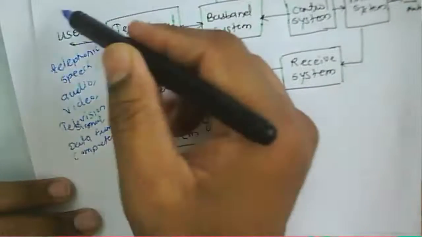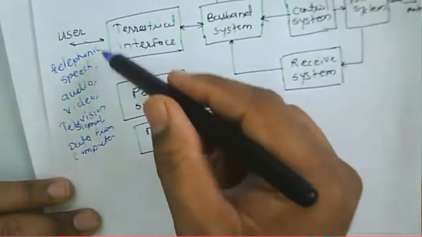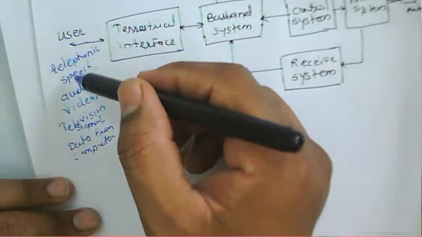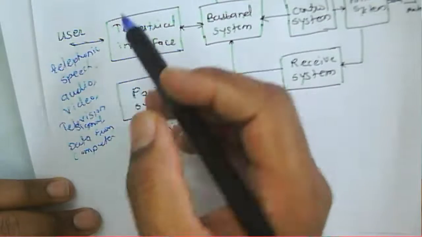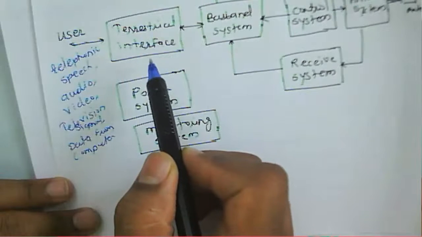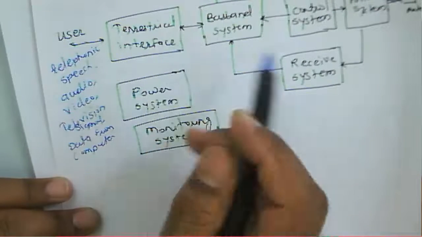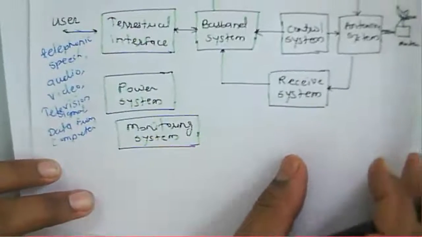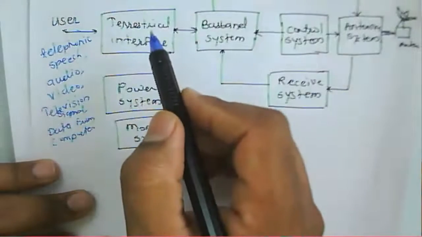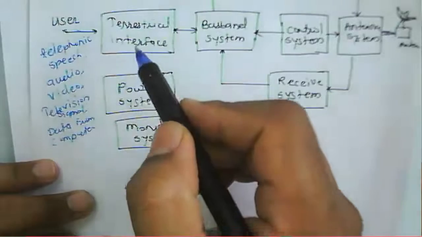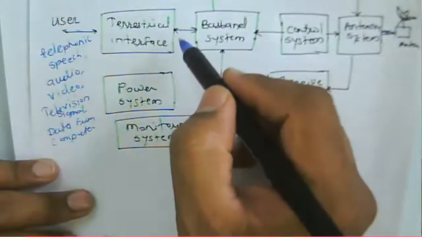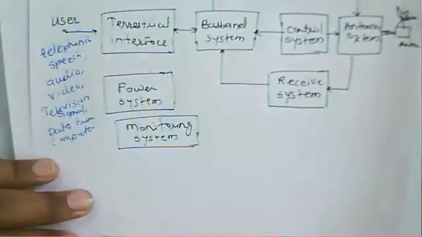So whichever signal is received from this terrestrial interface or these multiple users, those signals are formatted here, and then the signals will be modulated here, and that modulated signal with an intermediate frequency IF will be given to the baseband system.